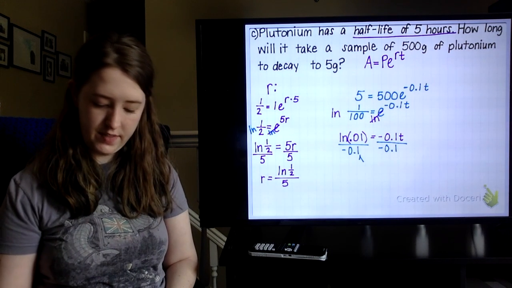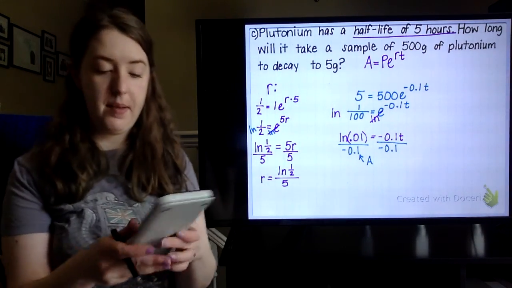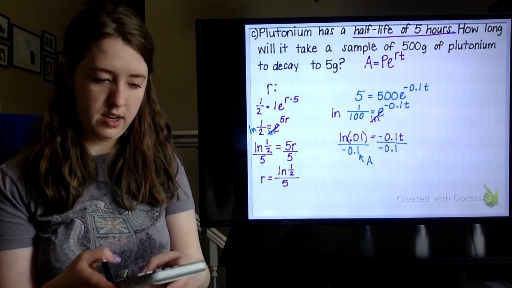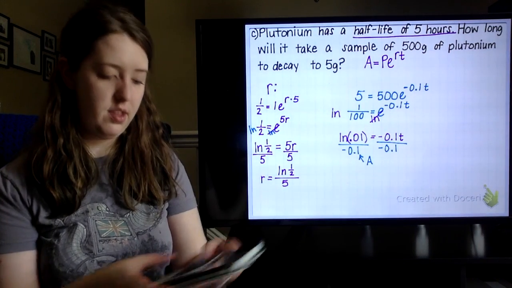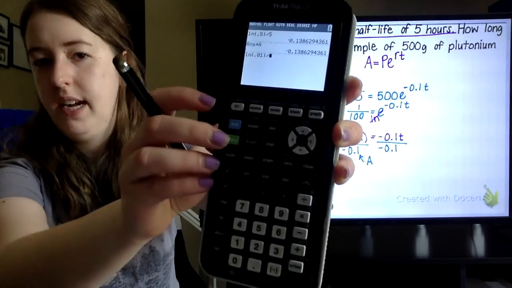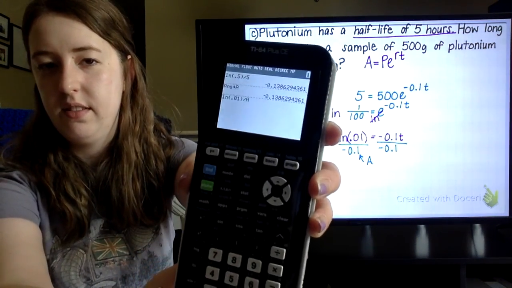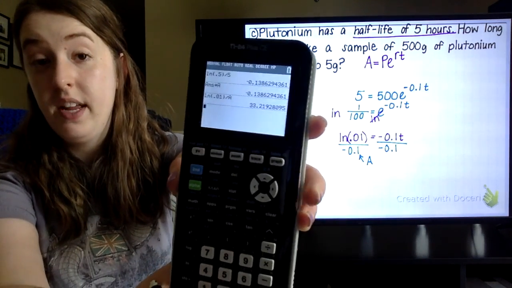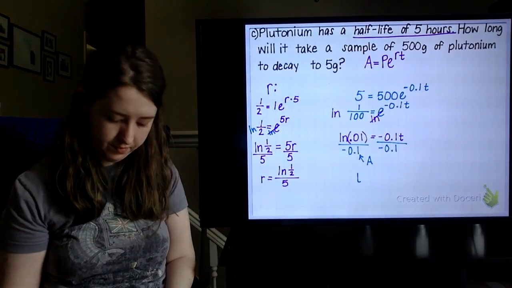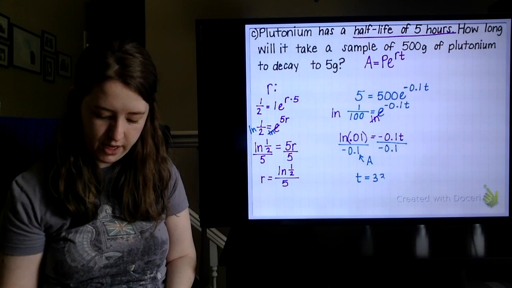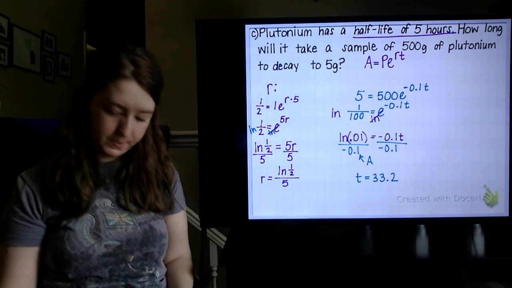But remember, this is the value that I stored in A, so I'm going to use that. I'm going to type in natural log of 1/100 divided by my new rate. So I'm going to have to press alpha and then A. Sorry about my nails, I'll fix them up a little bit. We end up with 33.2. So t equals 33.2, and then we'll look and see what units we're in for time, and that's hours.